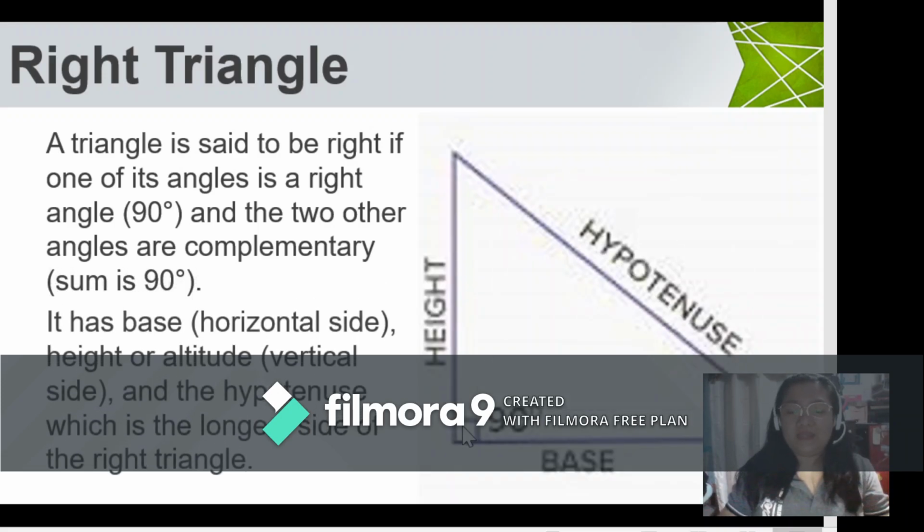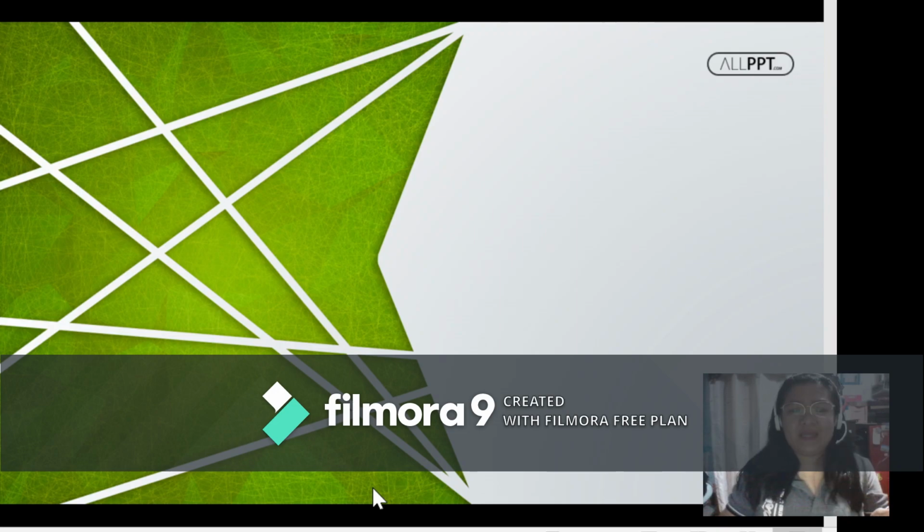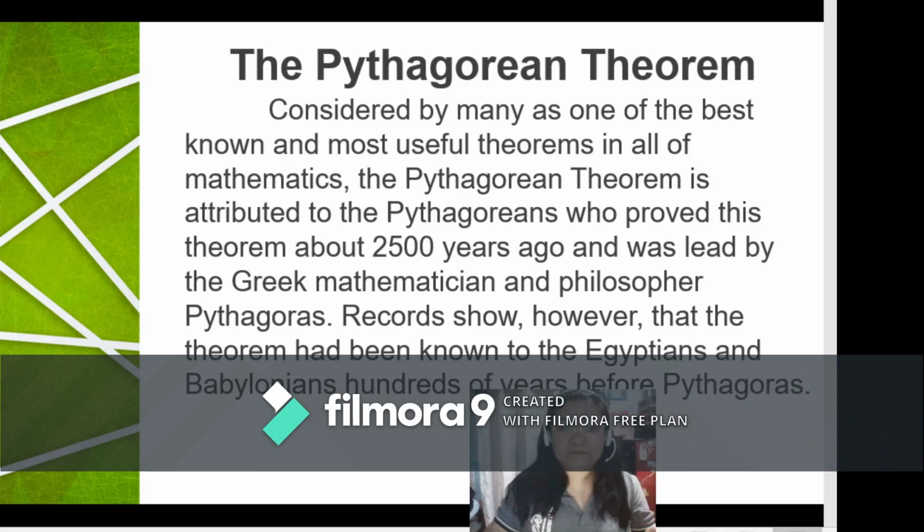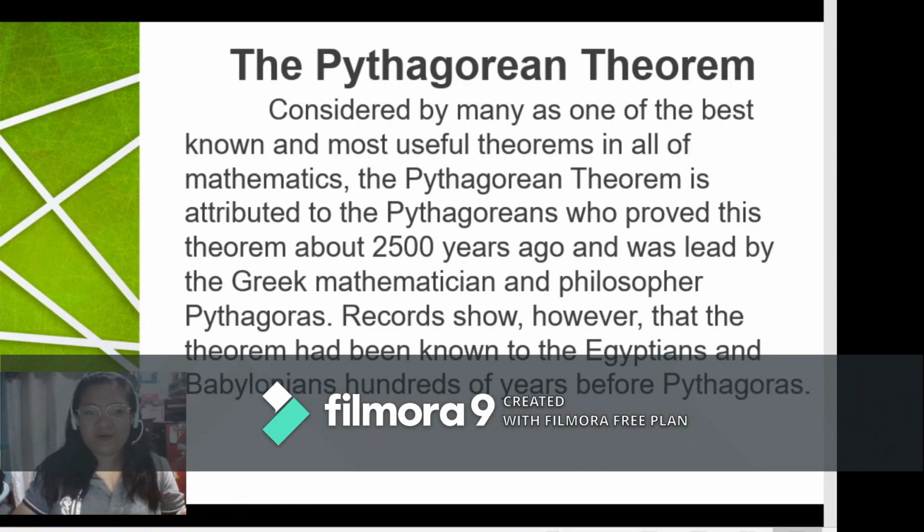It has a base, the horizontal side, an altitude or the height, which is the vertical side, and the hypotenuse, which is the longest side of the right triangle. To solve for the length of the sides of the right triangle, we will be using the Pythagorean theorem. Here's a brief history of the Pythagorean theorem.